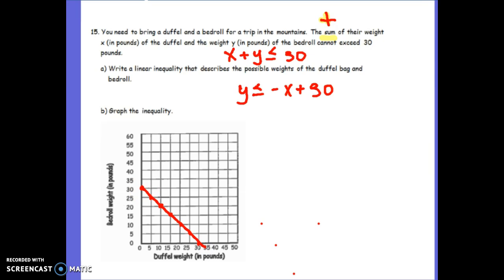Okay, so we've got our solid line. And now we want to figure out what side to shade. So let's check out the point 0, 0. Our test point, we plug in 0, 0. 0 is less than or equal to 30. That's a true statement. So that means that everything under the line is going to be shaded like that.